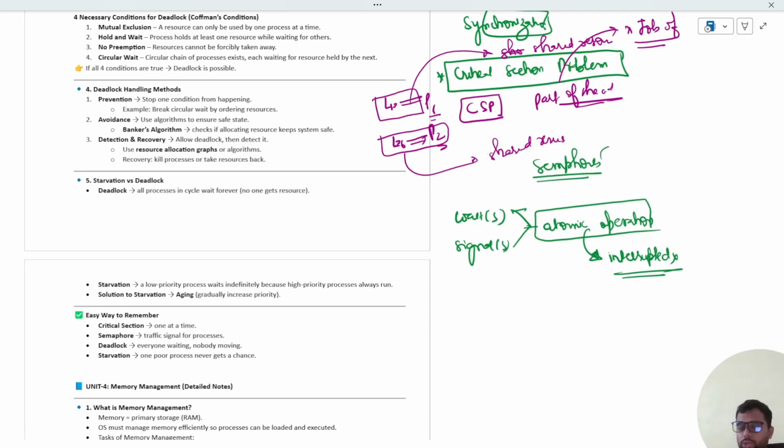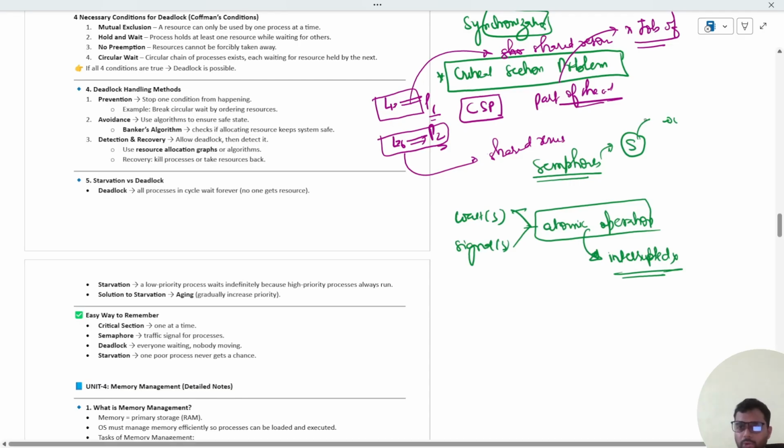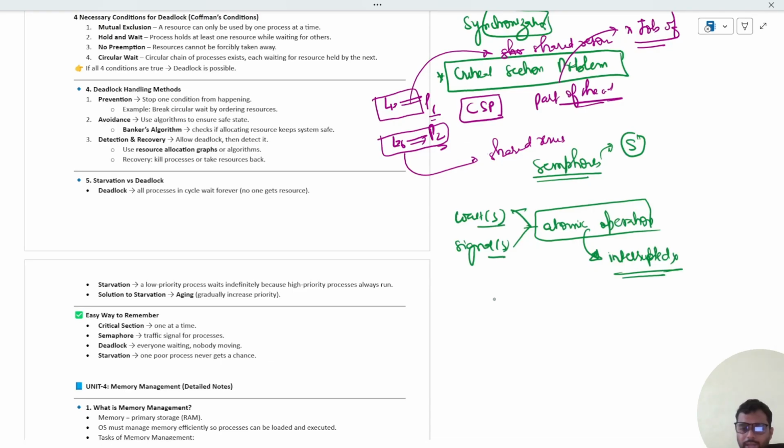Semaphores, in order to ensure synchronization, use an integer, say S. S is an integer. So if it is counting, we can say that it is a count. Before counting, let us understand what actually semaphores are. So it has two atomic operations, one is wait and one is signal(S). A process will run when S is greater than 0.